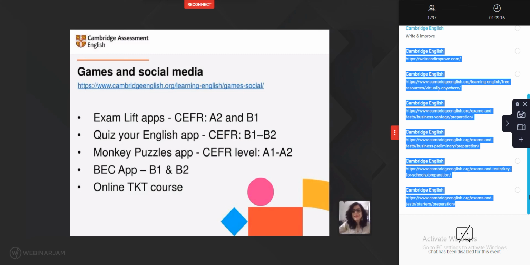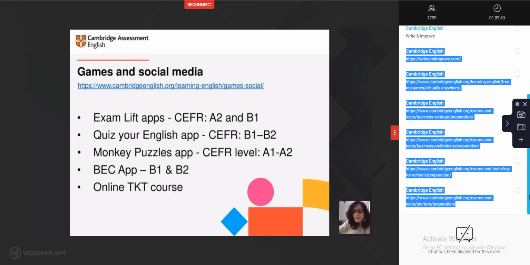Cambridge English has a range of apps, and some of them are really fun apps. They are very engaging, interactive in nature, and they can keep the student busy for hours, right? So you have exam lift apps, which are designed for candidates taking the A2 and B1 levels of proficiency tests. You have the Quiz Your English app, which is designed for B1 and B2 level learners.